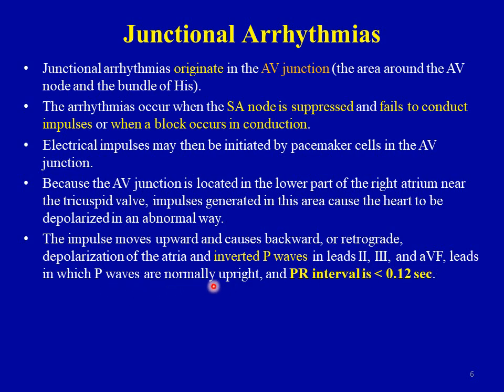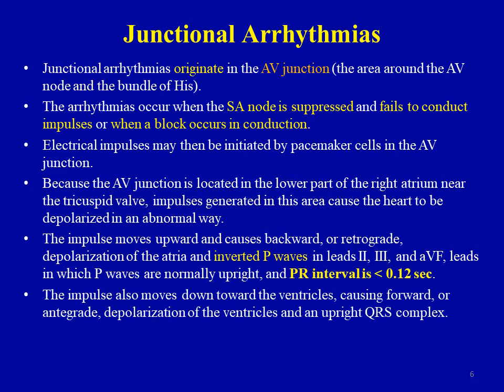In leads where the P wave is normally upright, the PR interval will become short, less than 0.12 seconds. We know that the normal PR interval range is between 0.12 to 0.2 seconds, or 3 to 5 small squares or small boxes. The impulses also will move down towards the ventricles, causing forward or antegrade depolarization of the ventricles and an upright narrow QRS complex. So the QRS complexes will be normally seen, they will be narrow, less than 3 small boxes.